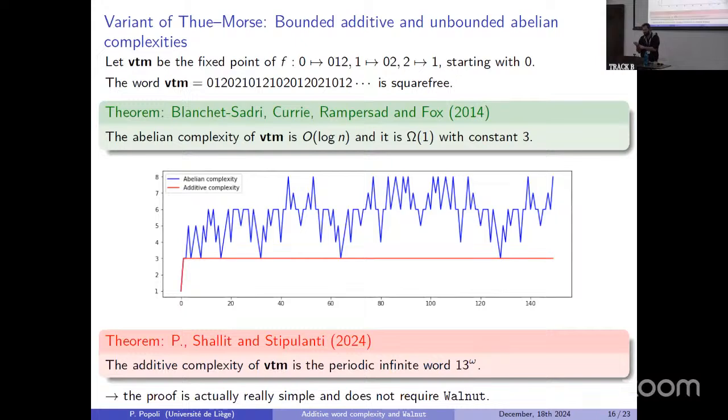And in fact, we proved that the additive complexity of this word only takes 1 and 3 values all the time. So for this proof, we do not use Walnut because it was very, very easy, but we will see other results for this word after. So this example proved that sometimes there is a huge difference between the abelian complexity and the additive complexity.